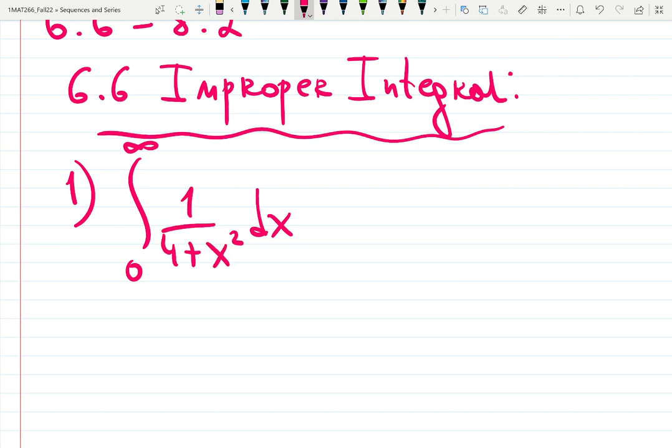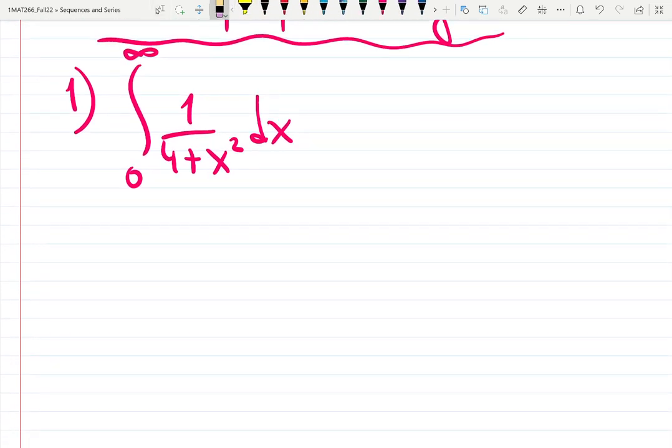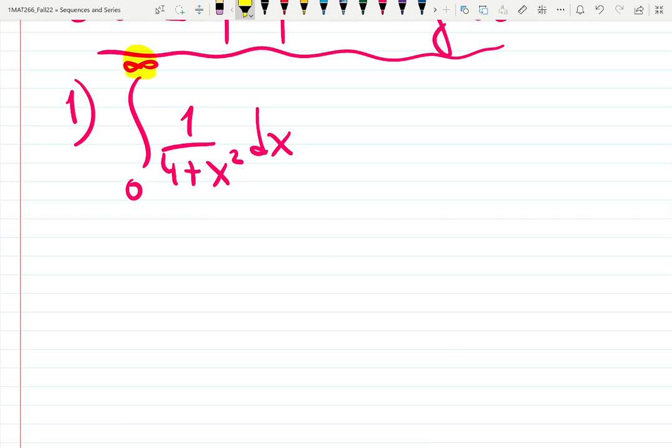This one is improper because it has infinity, so it's not a finite number. It's supposed to have a limit. It has infinity to it, so you should have some kind of intuition that something is not proper here. That's why it's not proper. So infinity is a troublemaker, either minus infinity or plus infinity.